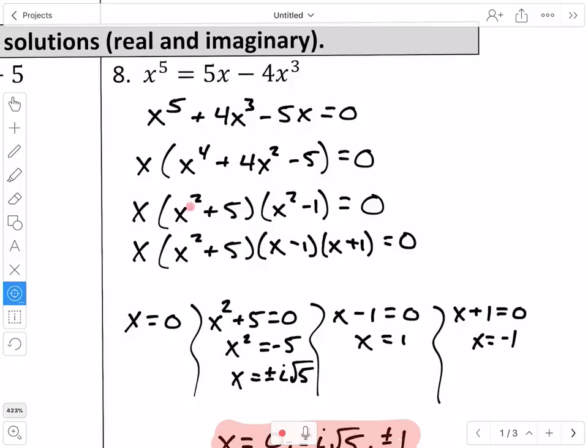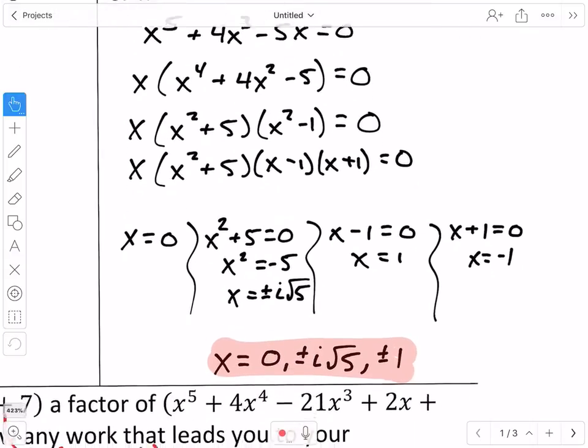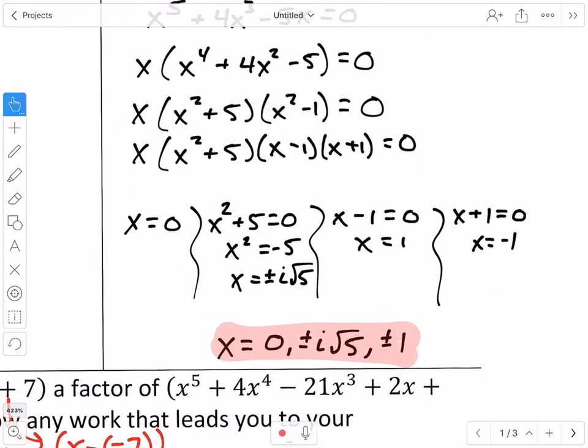This x squared plus 5 doesn't factor anymore. X squared minus 1 is the difference of two squares. Factors into an x minus 1 and an x plus 1. Once it's already factored, which it is now, set each factor equal to 0. X equals 0, x squared plus 5 is 0, x minus 1 is 0, x plus 1 is 0.